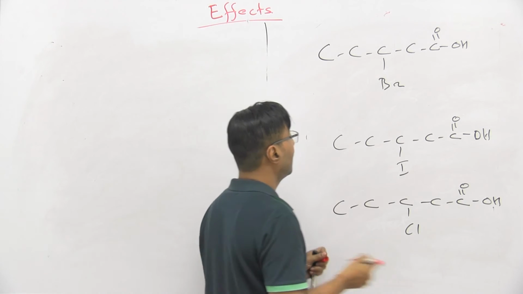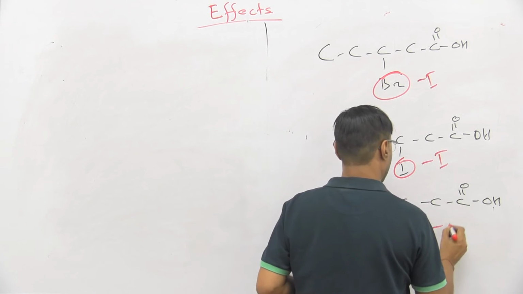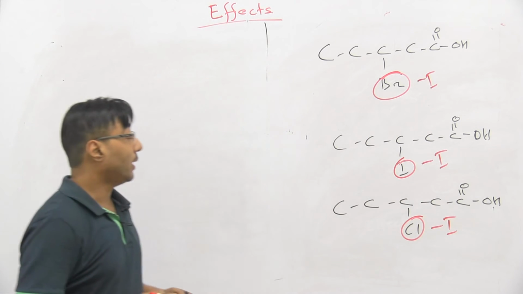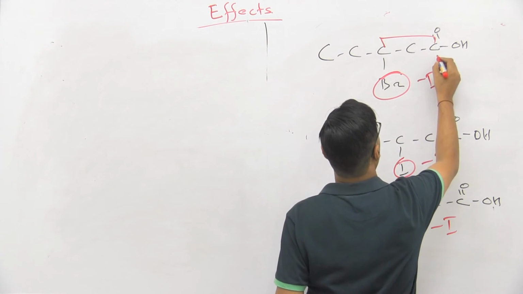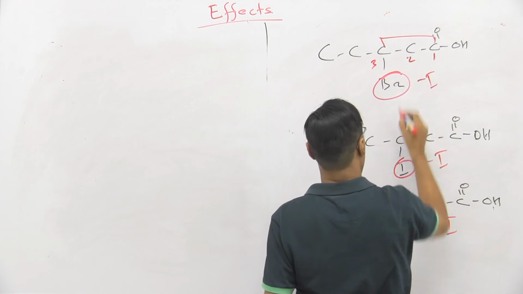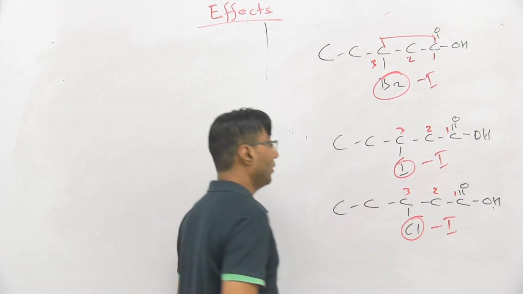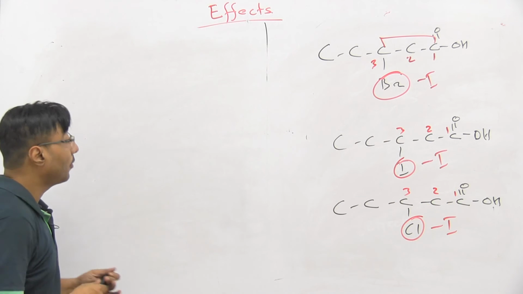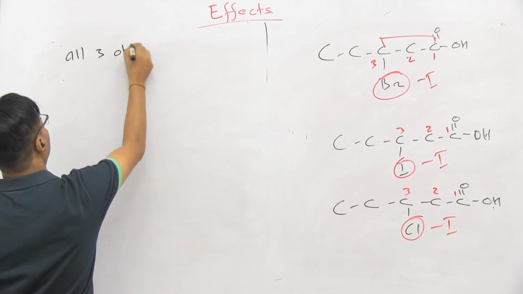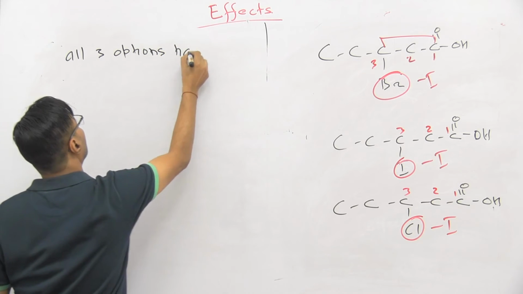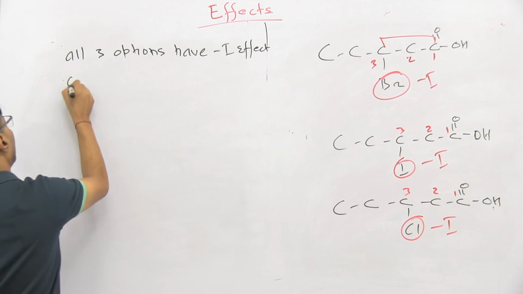So say here, this one has a minus I effect, this one has a minus I effect, this one has a minus I effect. So we have all three with a minus I effect, and the distance is also fixed, 1, 2, 3. Every time it is the third carbon. All three options have minus I effect at equal distance.